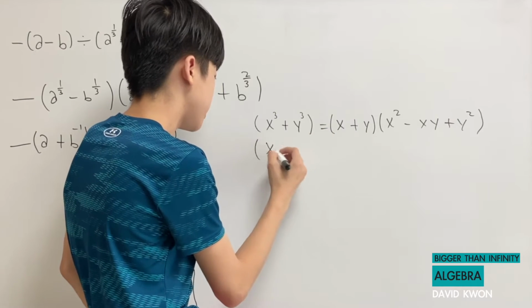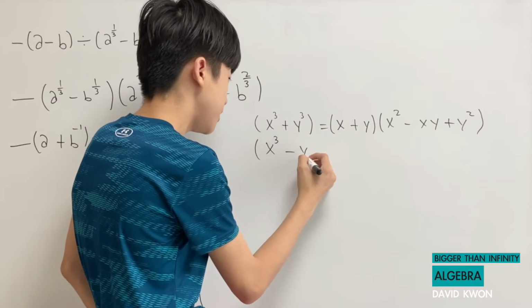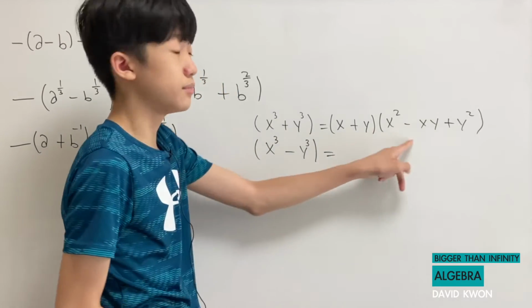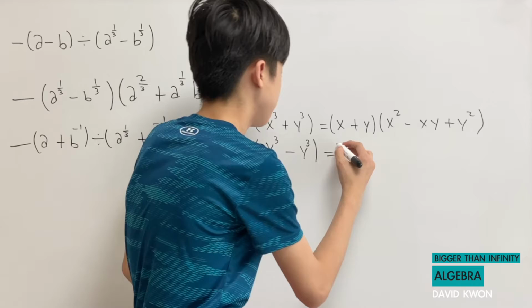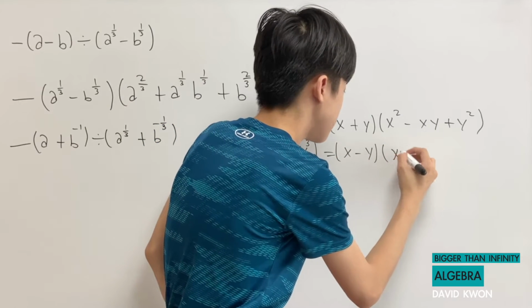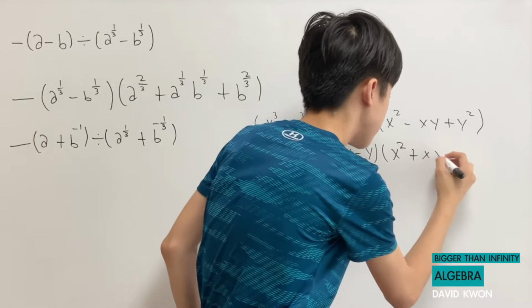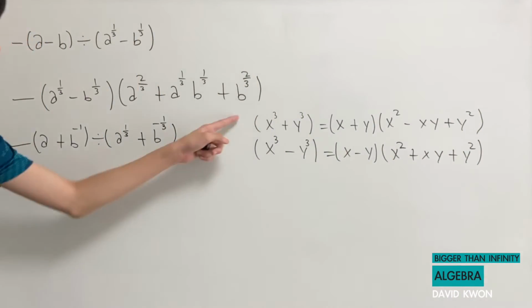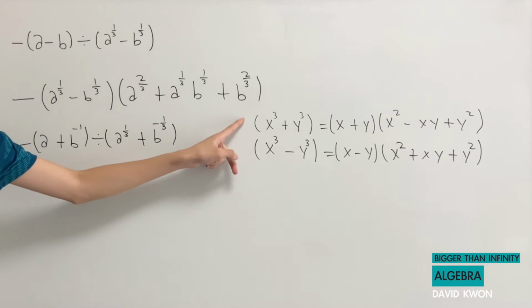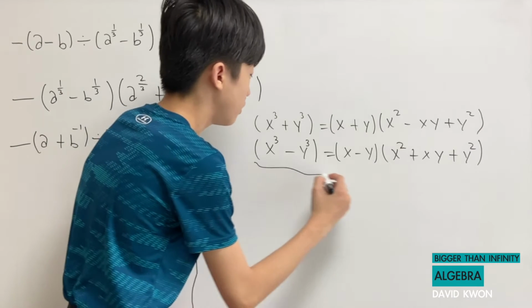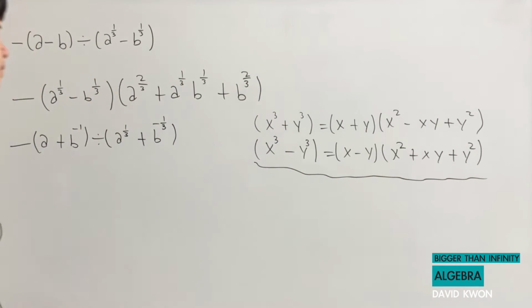And there's another thing, it is x cubed minus y cubed. It is no big difference. It's just the symbols sometimes can change. X minus y times x to the power of 2 plus x times y plus y squared. These two, you guys need to memorize. But for this video, I think we will only use this one, not the top one.